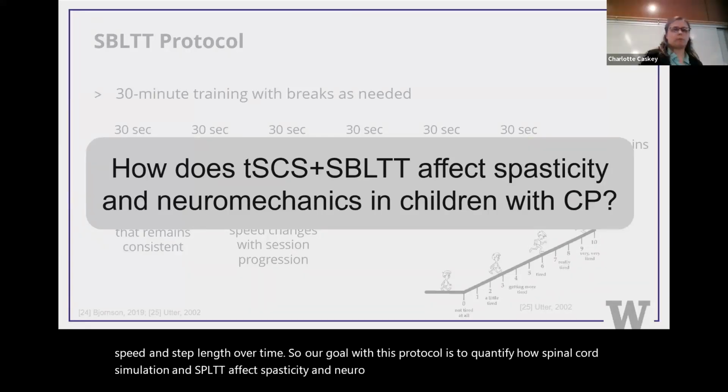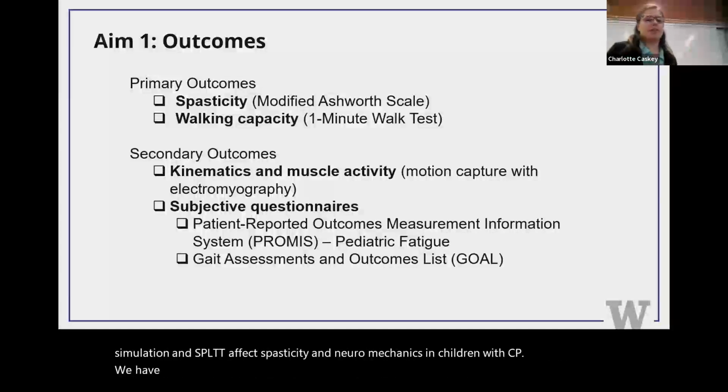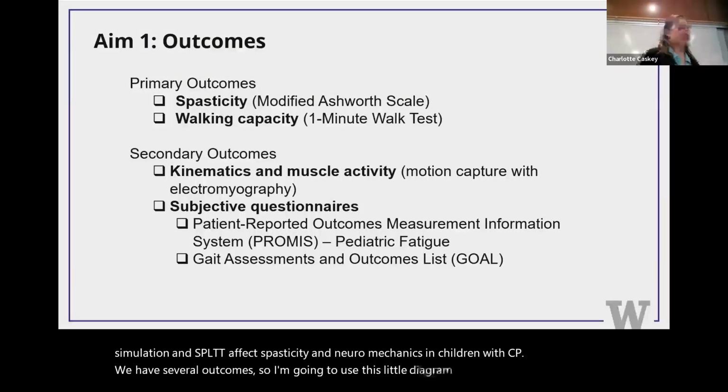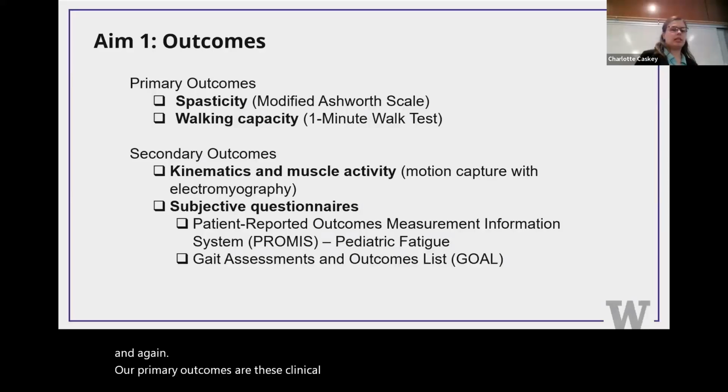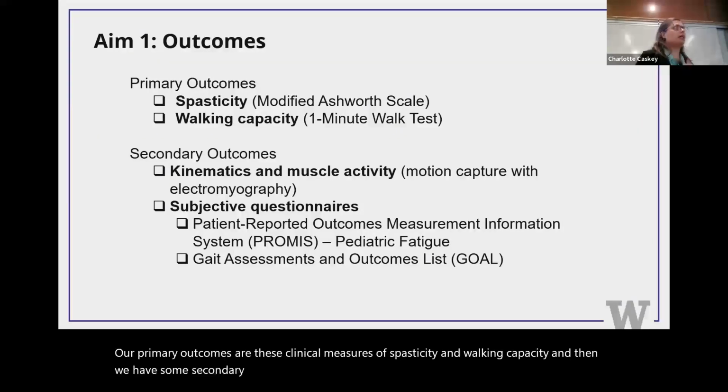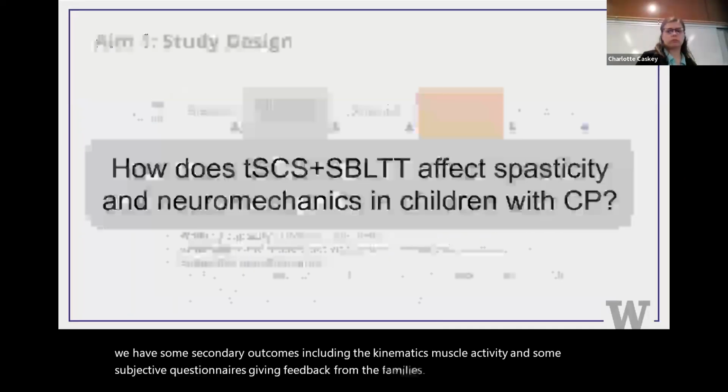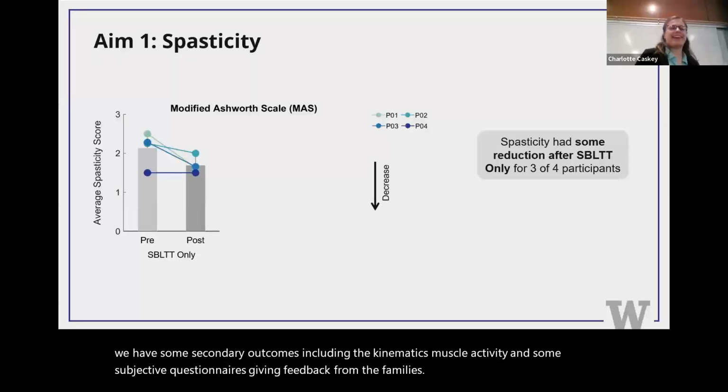We have several outcomes, so I'm going to use this little diagram to loop you back in every now and again. Our primary outcomes are these clinical measures of spasticity and walking capacity. And then we have some secondary outcomes, including the kinematics, muscle activity, and some subjective questionnaires giving feedback from the families. That slide's up there twice, we'll skip that.